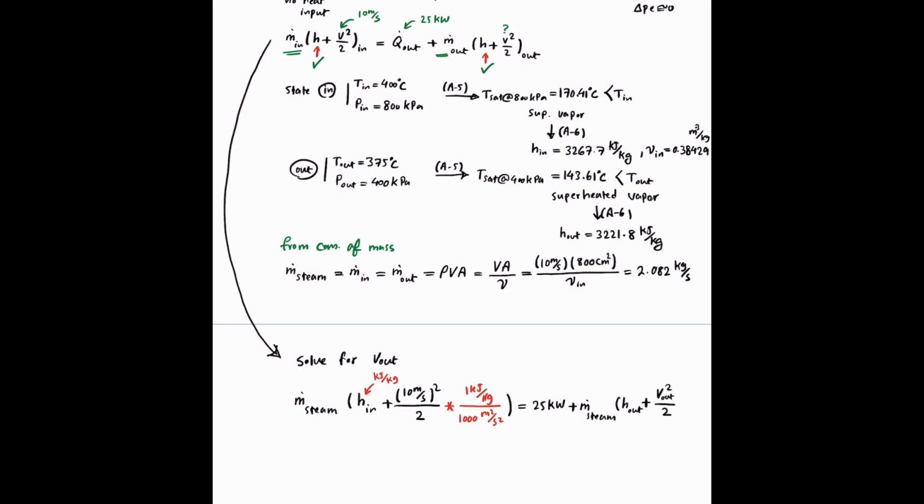2. One more time, I have to use the unity conversion ratio. I have to divide it by 1000 to convert it to kilojoule per kilogram. So now I'm going to have only one unknown, and I'm going to solve for V out. It is going to be equal to 260 meters per second.